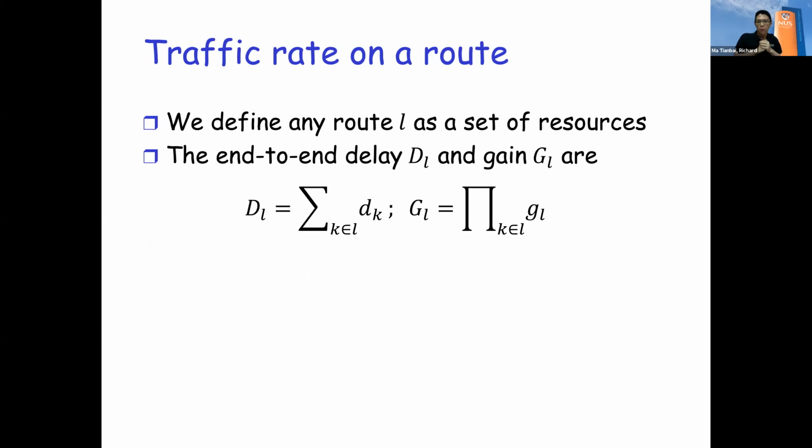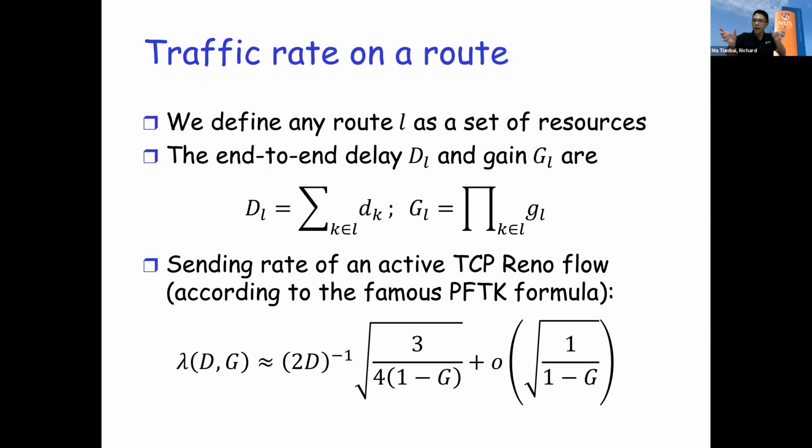The next step is that we can concatenate a series of such network resources along a network routing path. Here we call such a routing path a route, denoted by l, which is just a set of resources. Naturally, the end-to-end delay and the end-to-end gain are additive and multiplicative, respectively, in terms of the individual components at the resource level. And again, these end-to-end performance metrics in terms of delay and gain actually determine the sending rate of packet flows that utilize these routes.